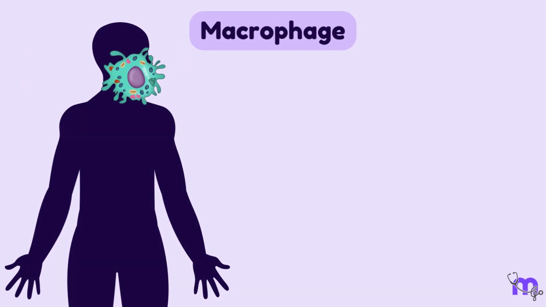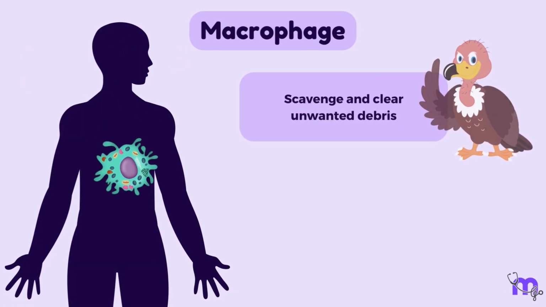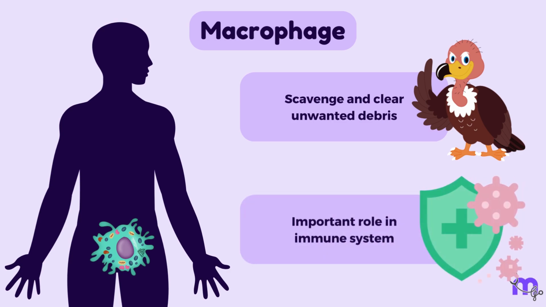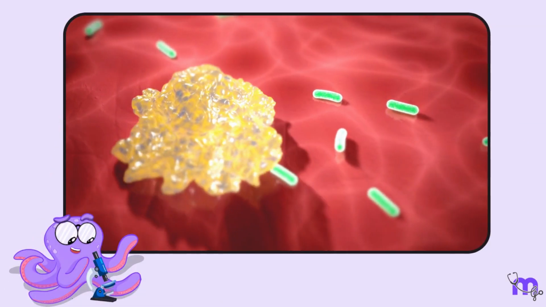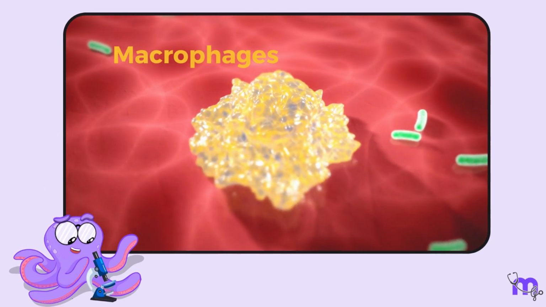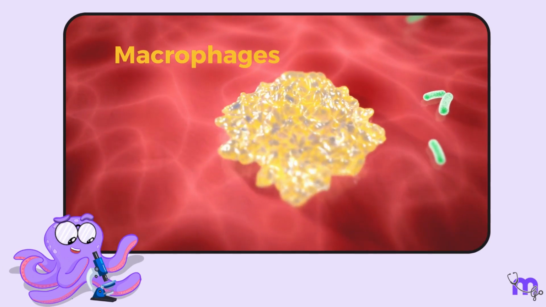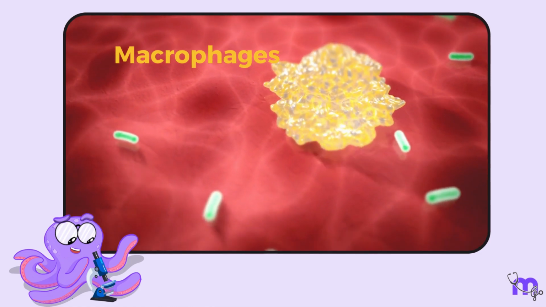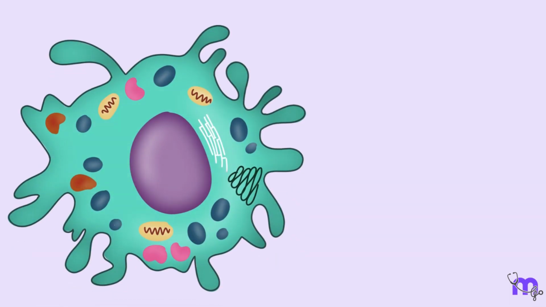These cells travel through the body, scavenging and clearing away any unwanted debris. They are a type of white blood cells that play an important role in the immune system. Under the microscope, macrophages look like little amoebas moving around, engulfing and devouring everything in their path. They have small nuclei which appear darker than the nuclei of fibroblasts.